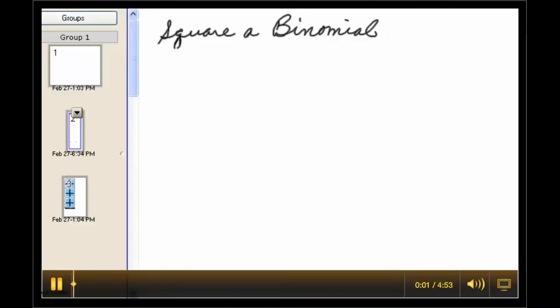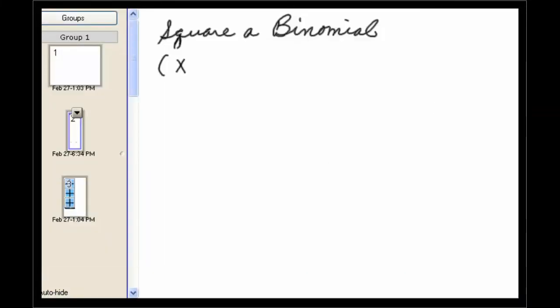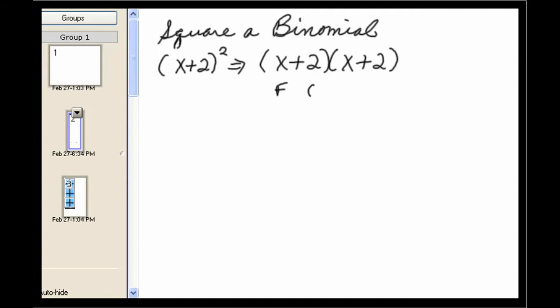Here we're going to square a binomial. So if we have the binomial x plus 2 squared, what that means is we're going to take x plus 2 times it by itself. Now, to find this product, we can use our word FOIL to help us keep track of our products.